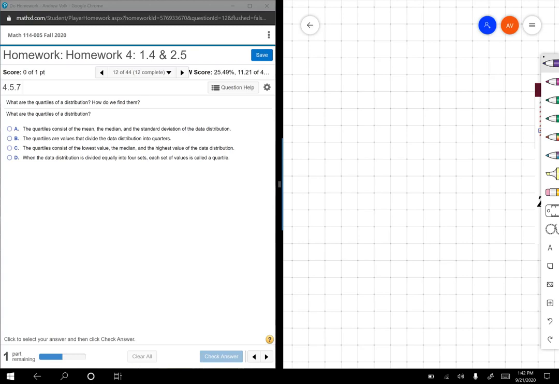Let's keep looking at homework 4, picking up on question 12. It says, what are the quartiles of a distribution and how do we find them? So first off, this is 2 parts. It says 1 part remaining. So the first question, what are the quartiles of the distribution? The quartiles of a distribution are where the data falls.